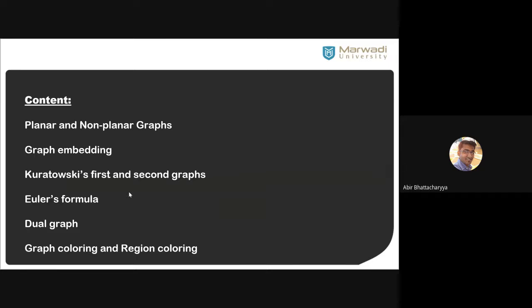Later on, we'll go for Euler's formula and dual of a graph. At last, we'll end up with graph coloring and region coloring, these two important concepts. So this is what is actually included in your syllabus of graph theory. After that, we'll move on to discrete mathematics, Unit 1, Unit 2, Unit 3. Let's proceed for Unit 6.